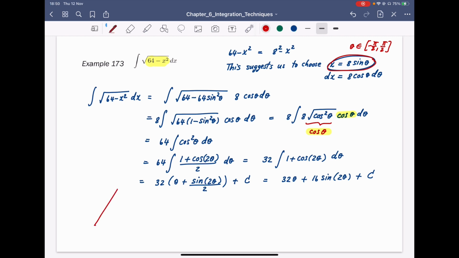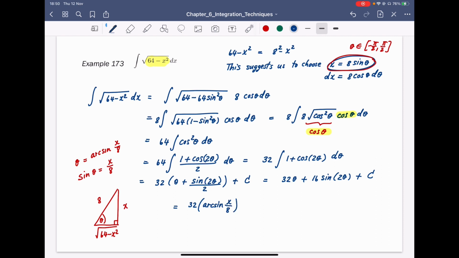Because x is 8 times sine theta, that means sine theta equals x over 8. So if you draw theta here, the opposite side is going to be x and the hypotenuse is going to be 8. So the adjacent side is going to be square root of 64 minus x squared, right? And because we picked sine theta equal to x over 8, theta is going to be arc sine x over 8. So the answer here is going to be 32 times arc sine x over 8.